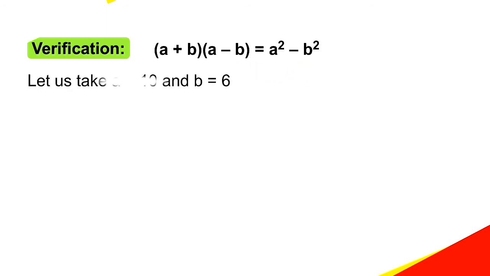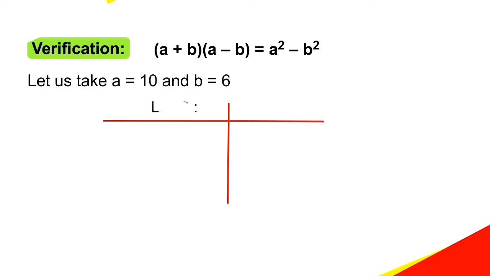Right? A plus B into A minus B is equal to A square minus B square. Let us take A equal to 10 and B equal to 6. Here we can see that A plus B into A minus B is on the LHS and A square minus B square is on the RHS. Now we are going to make two different sets. The first set is the LHS. What is the LHS?